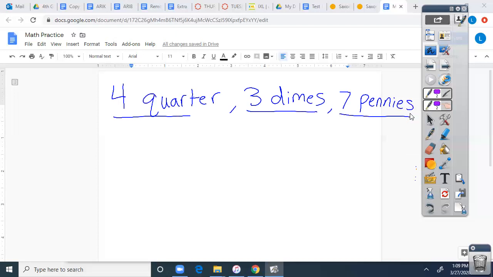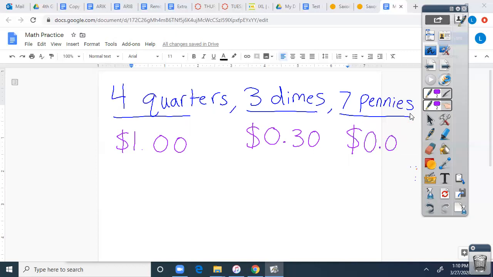So let's do that. If you have 4 quarters, then how much money do you have? 4 quarters equals $1. Okay, 3 dimes equals 30 cents. So you're going to write it like that. And 7 pennies equals 7 cents. Don't forget this 0 right here. That's what most people forget. If you wrote it like this, that would be 70 cents, which is 7 dimes, not 7 pennies.